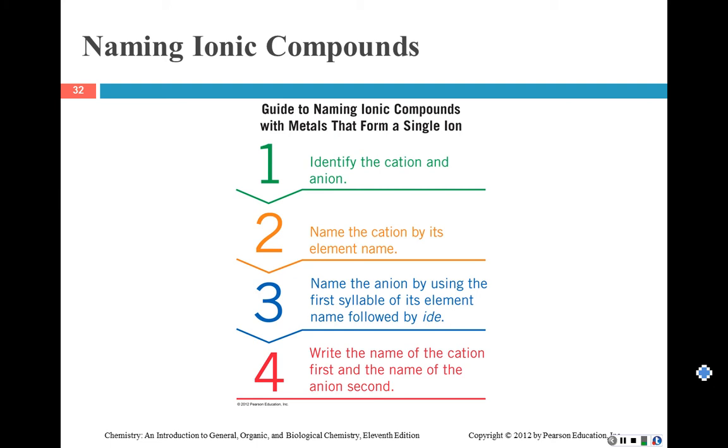There are 4 steps in naming ionic compounds with metals with a single ion. You identify the cation, the positive, and the anion, the negative. You name the cation by its element name. You name the anion by using the first syllable of its element followed by the ending IDE. And then you write the name of the cation first and the name of the anion second.